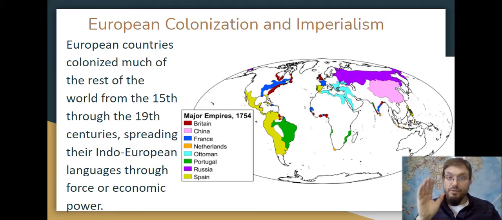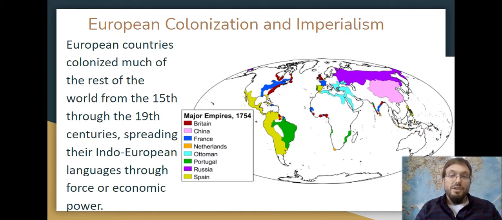And when I say that, they either forced people to speak their languages, like a lot of French-speaking countries in Africa speak French because the French forced them to, or through economic control. So British or English was spread through economic control. If you wanted to be able to talk to the rich people, you needed to be able to speak English. So the English didn't necessarily force people to speak British, but if you wanted to be able to communicate in the language of power, then you learned English.